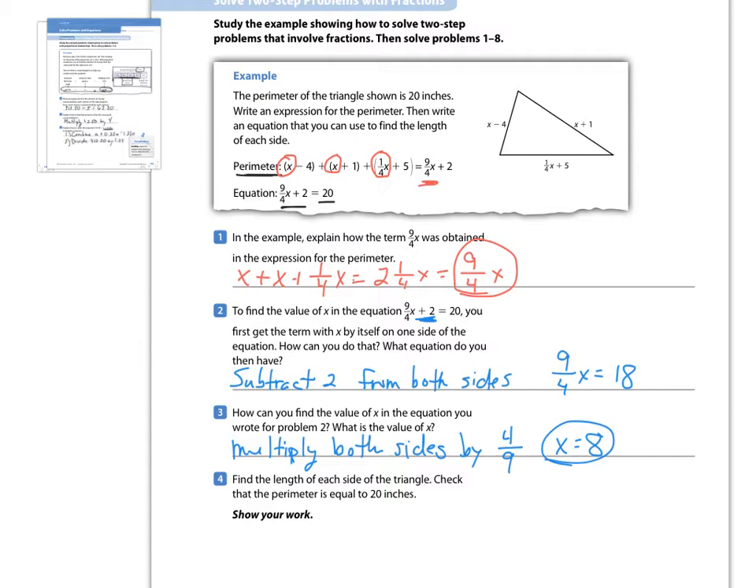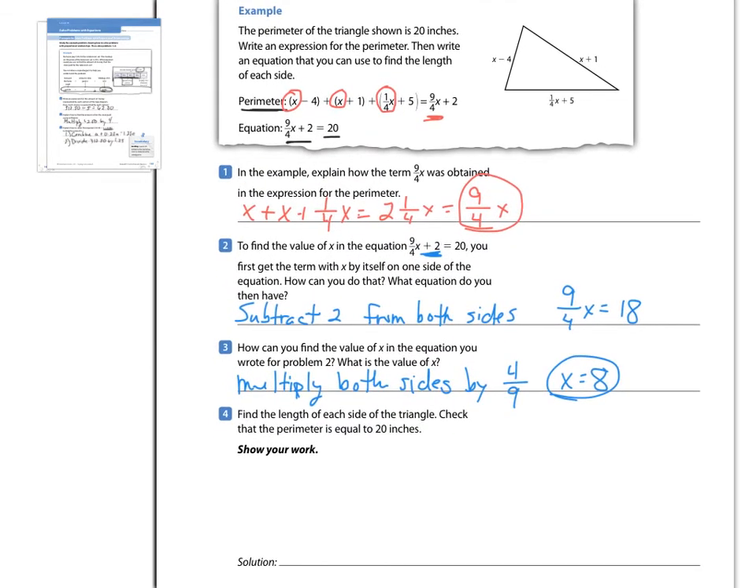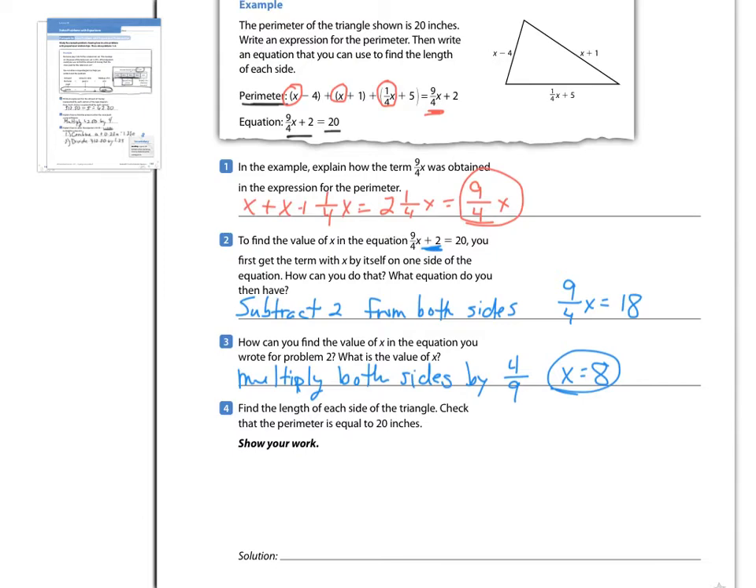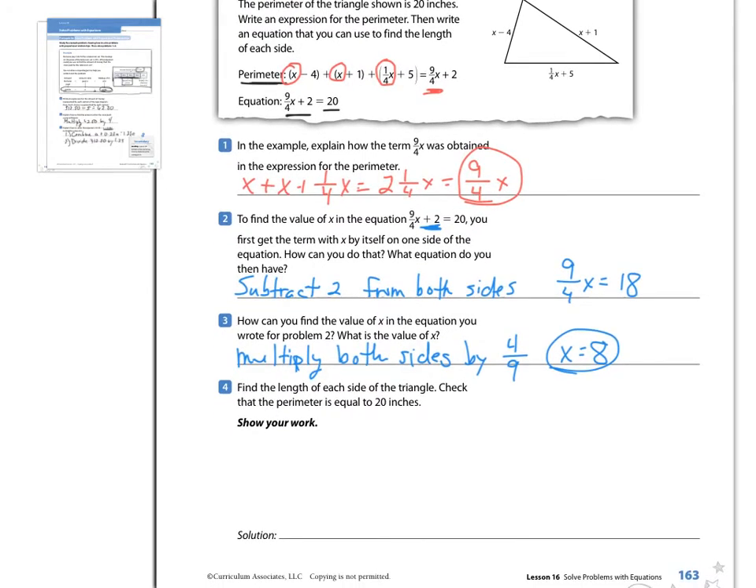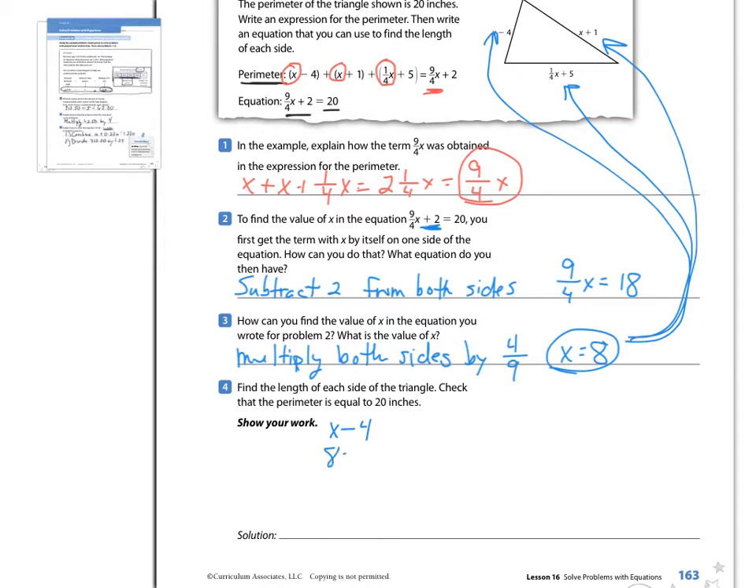Okay, looking at number 4, it says find the length of each side of the triangle. Check that the perimeter is 20 inches. Once again, what we're going to do is use the value we just got for x and substitute that value of x into each one of those expressions to find the length of each side. So the expression x minus 4, if x is 8, that would be the expression 8 minus 4, and we know 8 minus 4 is 4 inches. So the side on the left, 4 inches.